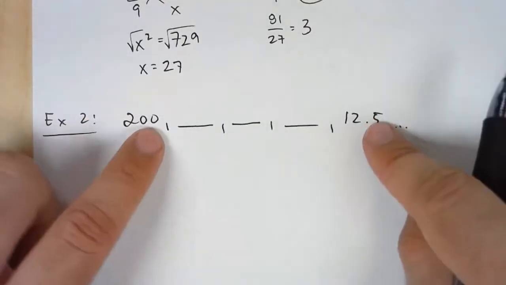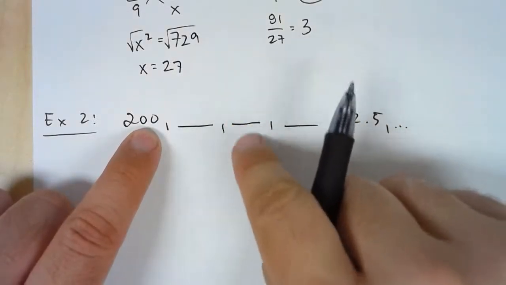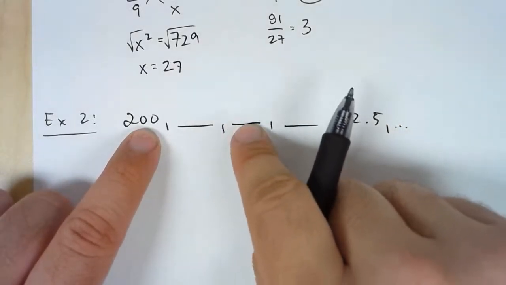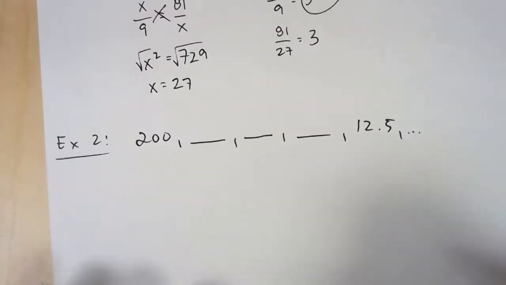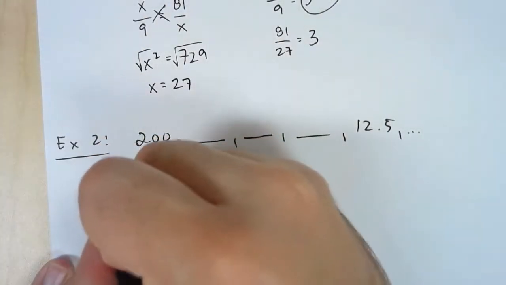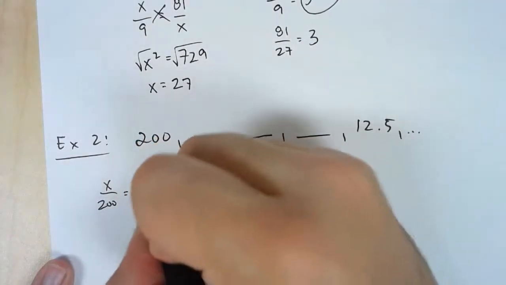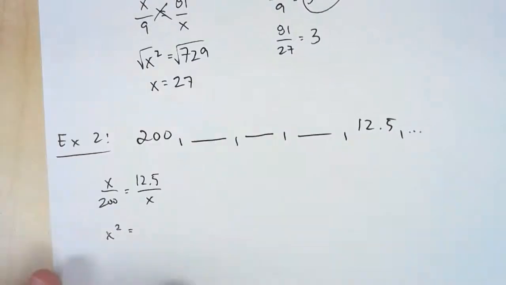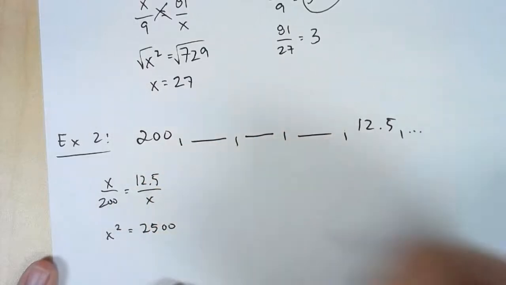So if we use the missing term on 212.5, we're going to get our number right here in the middle, which we could then use again to find either of these two other ones. So let's do that. We're going to say x over 200 equals 12.5 over x. So we get x squared equals, let's see, 200 times 12.5 is 2,500.